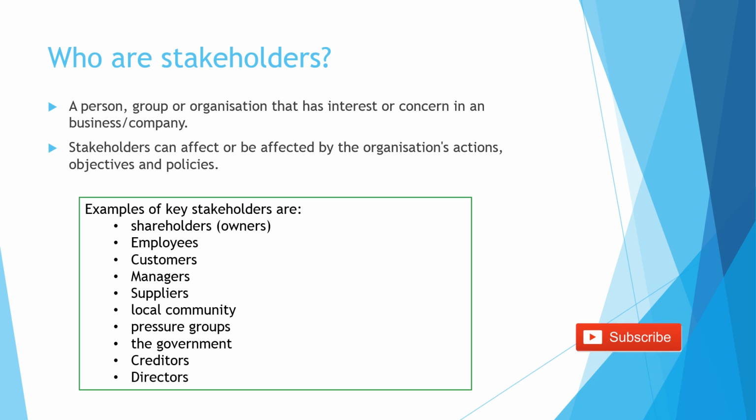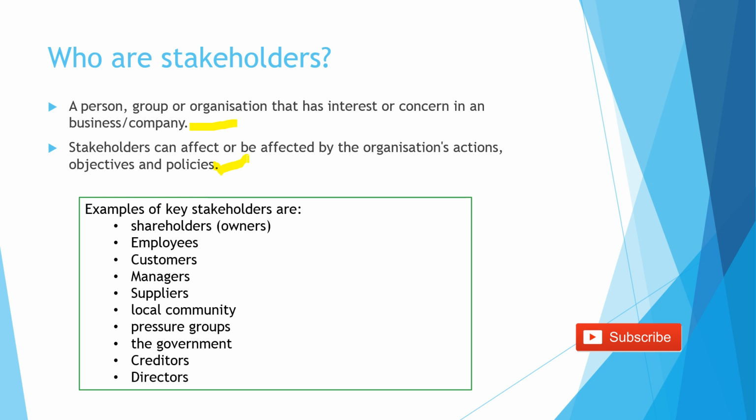So let's start this lesson by understanding who stakeholders are. A person, a group or organization that has interest or concern in a business or company. Anybody that has a little or a lot of interest or is affected by what your organization does. Stakeholders can affect or be affected by an organization's actions, objectives and policies. So anybody that is slightly concerned, affected, or touched by your organization is a stakeholder.